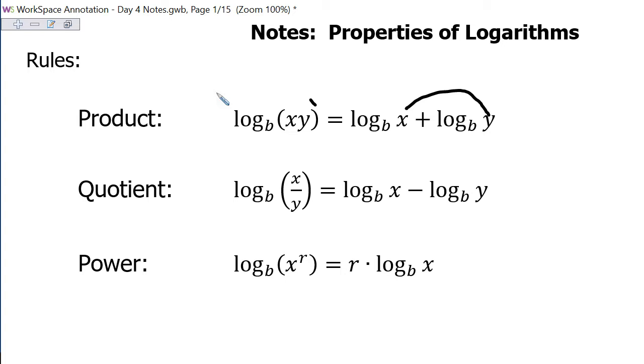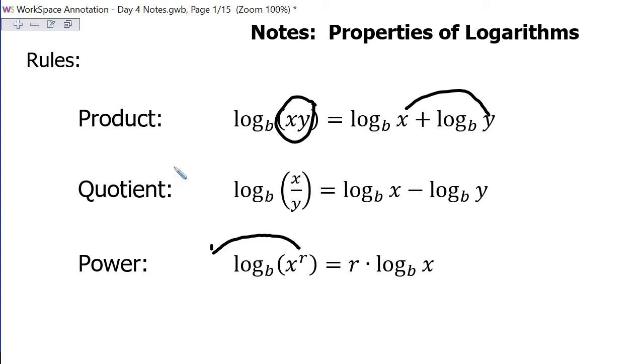And then for the quotient property, if you have 2 logs that have the same base and are being subtracted, you can change them to division. Now notice, x is first, it's on top in the numerator. Y is second, it's on bottom. So it's in order. Whatever is first goes up top. Whatever is last goes in the bottom. Then the last one is the power property. If you have a variable to a power, this power just comes out front. So those are the 3 properties we'll be using.